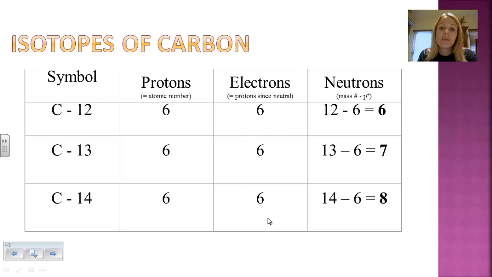Now to figure out the number of neutrons, you're going to take the mass number minus the number of protons. So in this case, we have 12 minus 6 giving us 6 neutrons. We have 13 minus 6 giving us 7. And then 14 minus 6 giving us 8. So again, they are isotopes because they have the same number of protons but a different number of neutrons. Hence, their mass numbers will be different.